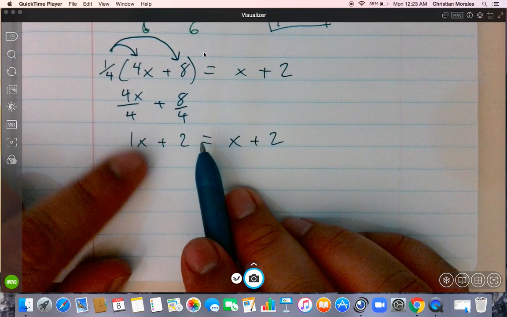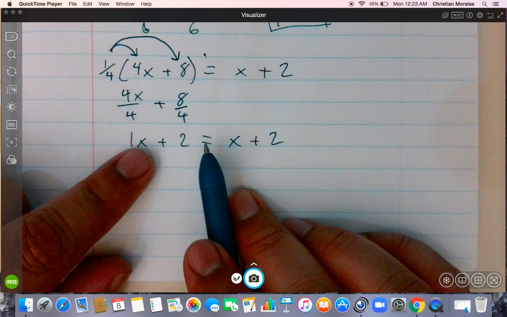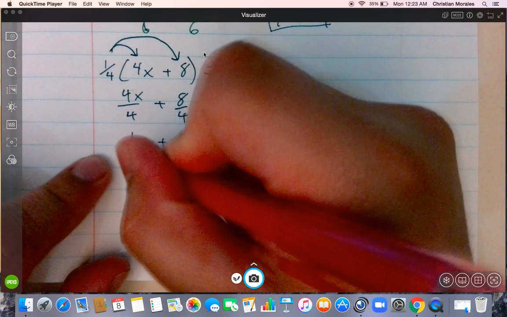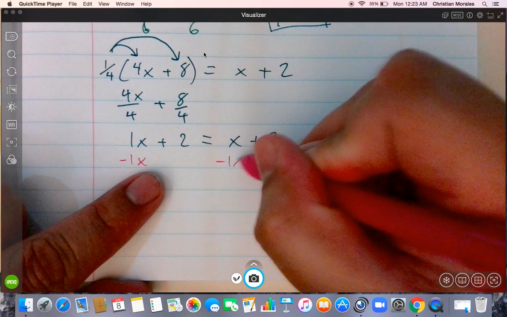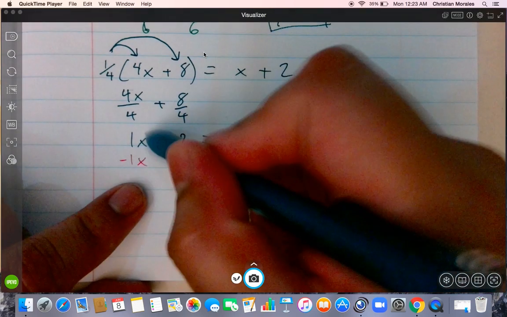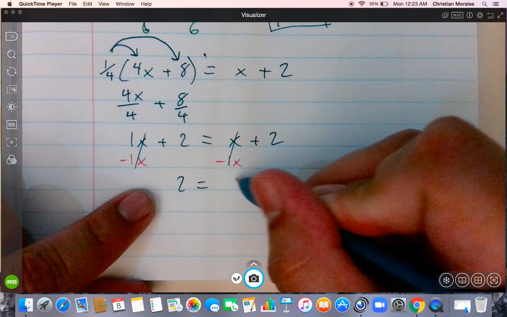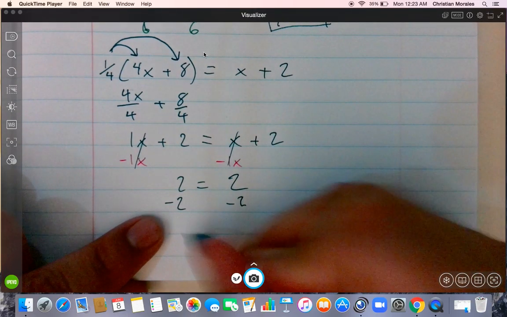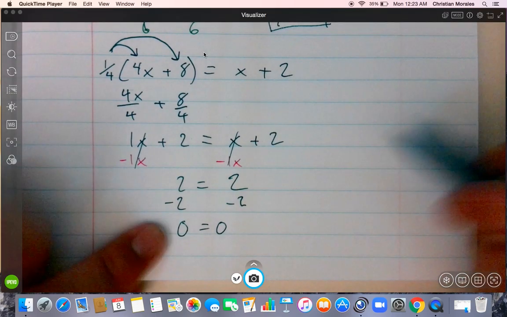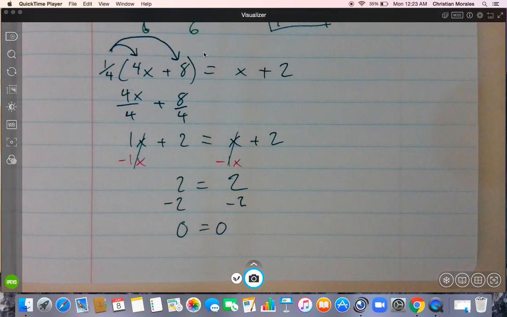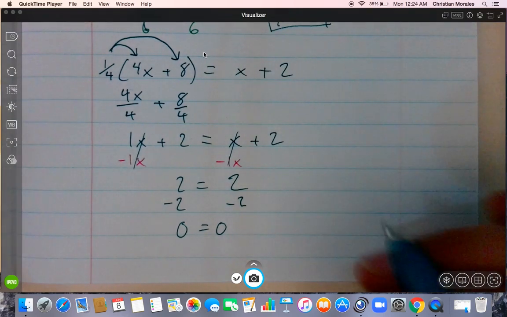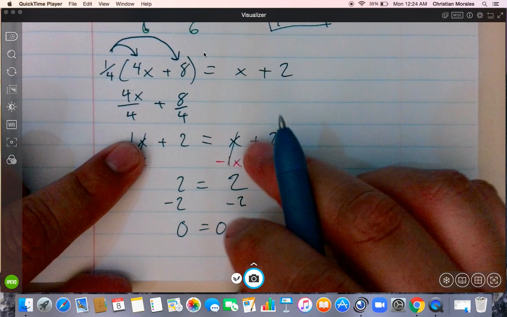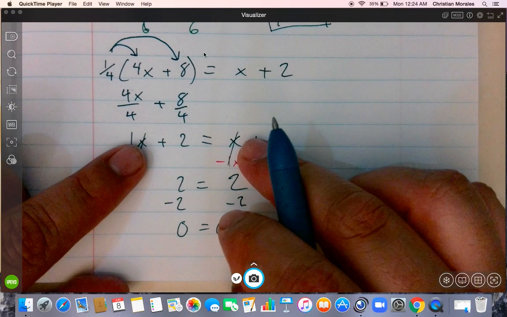Now this is weird, because if you start moving things, you're going to notice something. Okay, I want to put my x's on the same side. So I'm going to move this x, minus 1x over here, minus 1x. They both cancel out. And if you try to move the 2, minus 2 to both sides, they both cancel out. You're left with 0 equals 0. So what just happened? What happened was this. The x's will always cancel out because you have the same number on this side as you have on this side. So what is your answer for x?